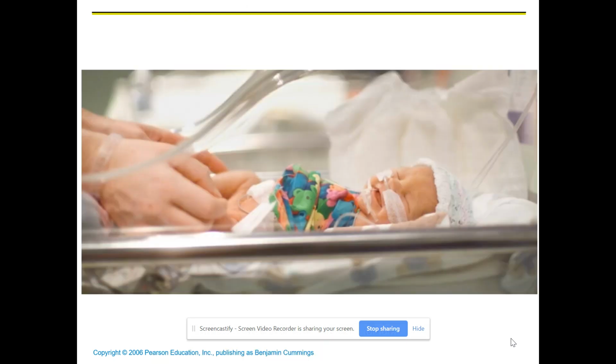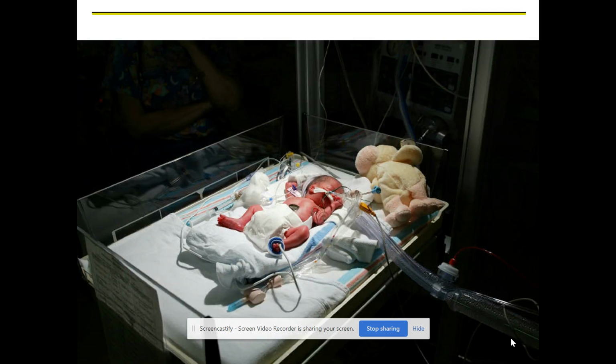We put them on a machine where we have positive pressure. And so the positive pressure forces air into the lungs. However, this is very, very delicate. It has to be controlled very, very well. Otherwise, this positive pressure will cause all those little alveoli to rupture.